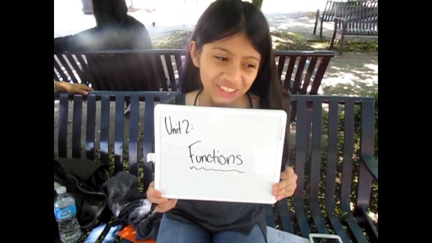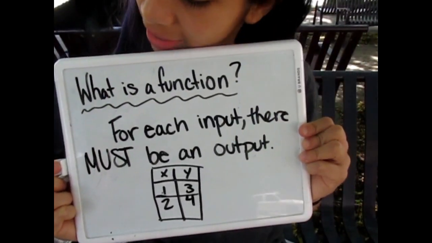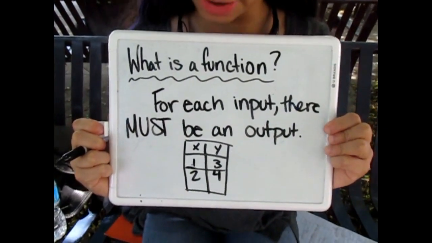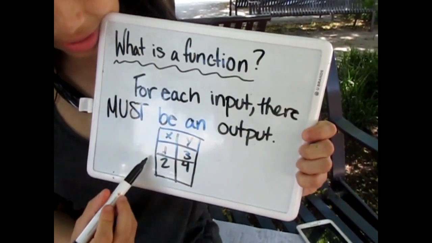Unit 2, functions. What is a function? For each input, there must be an output. This is an example.